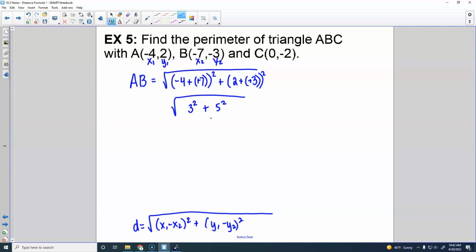That sounds wrong. So what I've done here, your parentheses would be around the 3 and around the 5. So it should be 34. 3 squared plus 5 squared. So square root of 34.